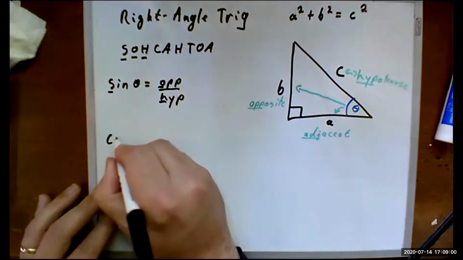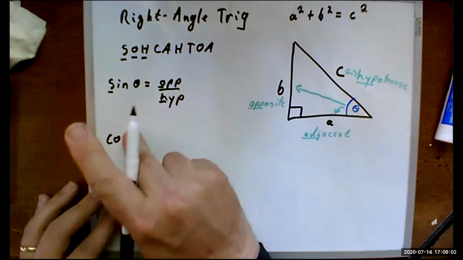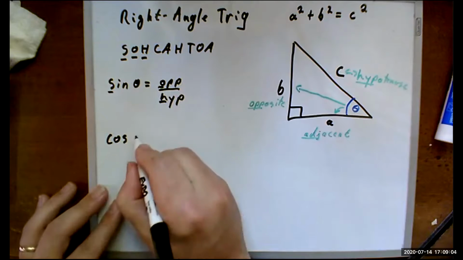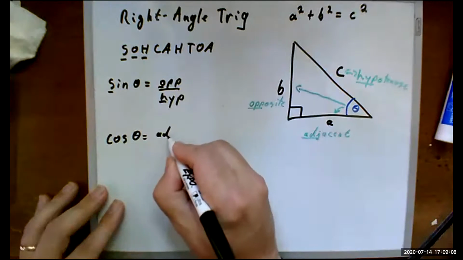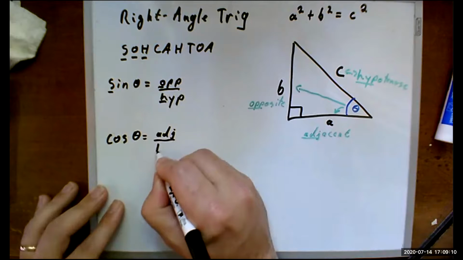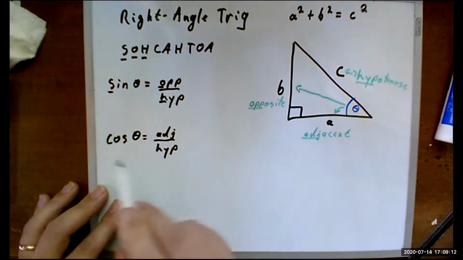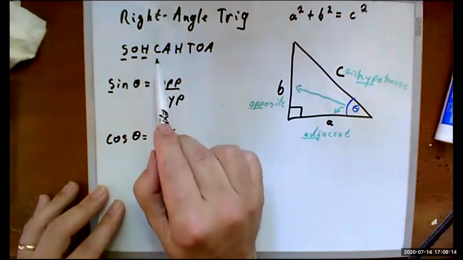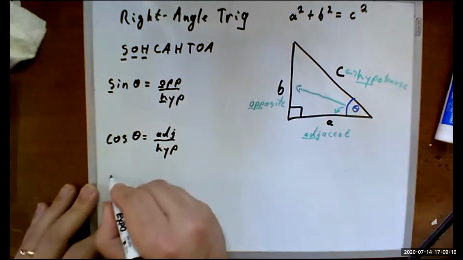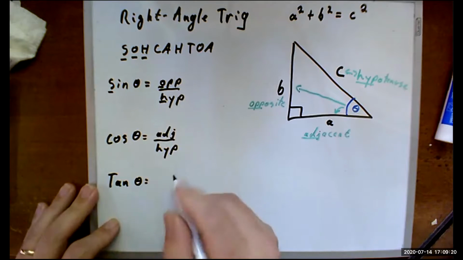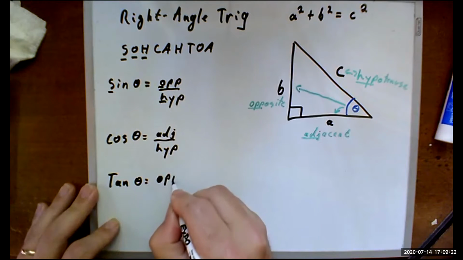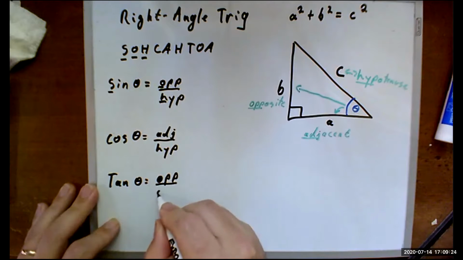The next part, and I'm going to just use the abbreviations for now, cosine of theta is going to be equal to the adjacent over the hypotenuse. So CAH goes with CAH. And then finally, tangent of theta is equal to the opposite over the adjacent.